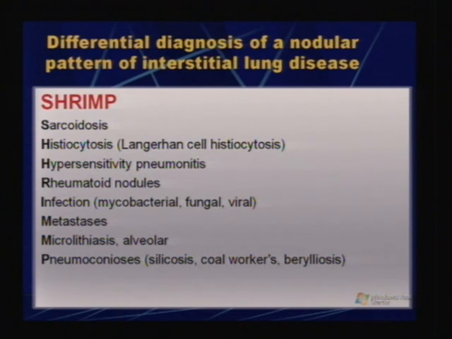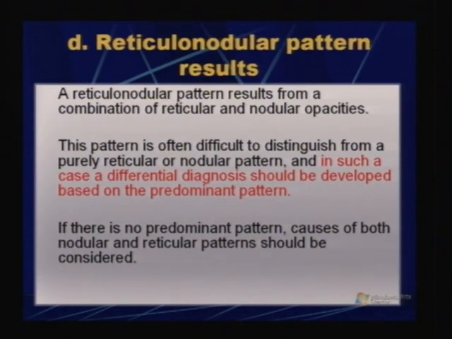So once you see a nodular pattern, what are the differential diagnoses which you can think of? They are sarcoidosis, histiocytosis, hypersensitivity pneumonitis, more of the centrilobular type, rheumatoid arthritis, and infections with intracellular parasites like mycobacterium, fungal, viruses, metastasis, microlithiasis, and pneumoconiosis.